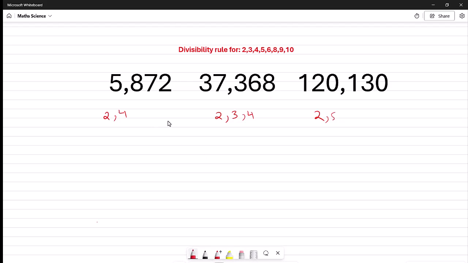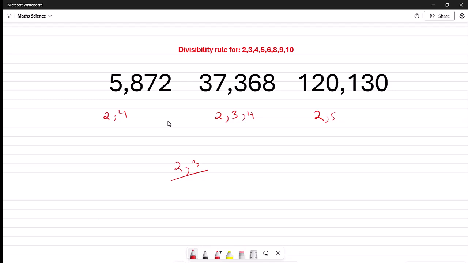Now let's check if a number is divisible by 6. So a number is divisible by 6 if it's divisible by both 2 and 3. And we have already done it for these numbers. So we have checked if they are divisible by 2 and 3. So here is divisible by 2 but not by 3. So this means this is not divisible by 6.